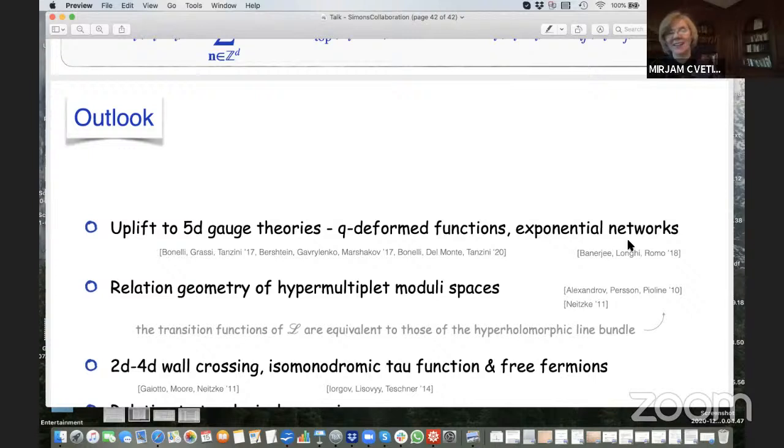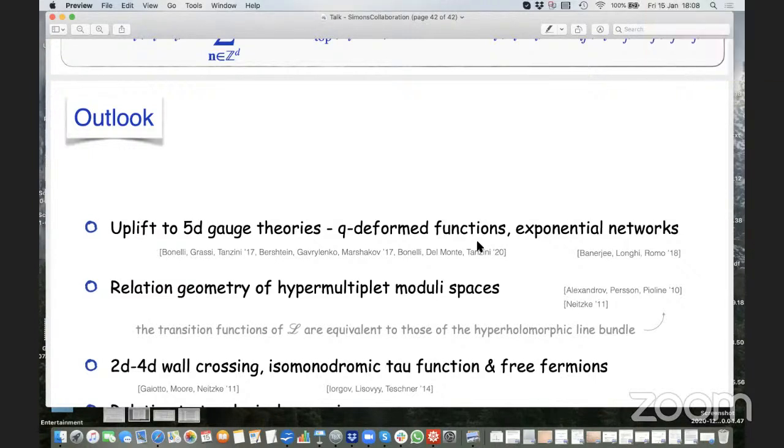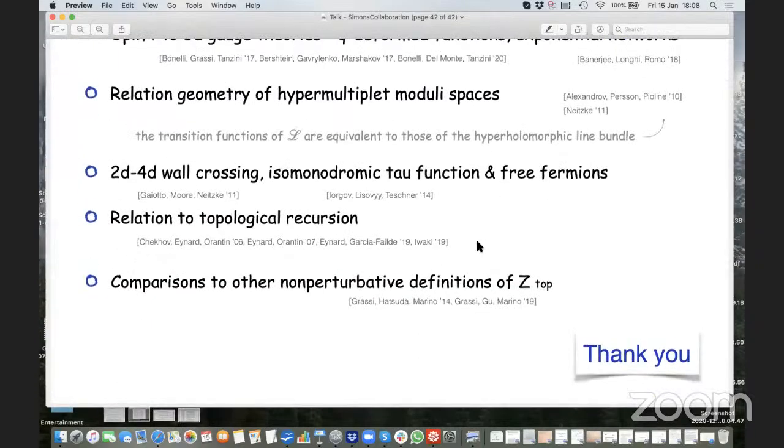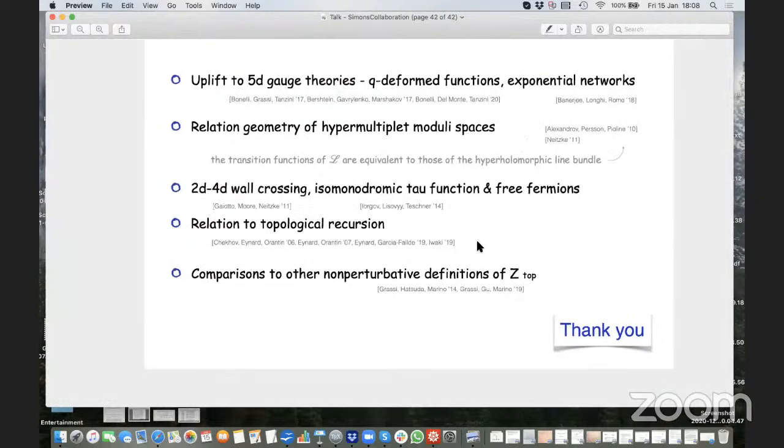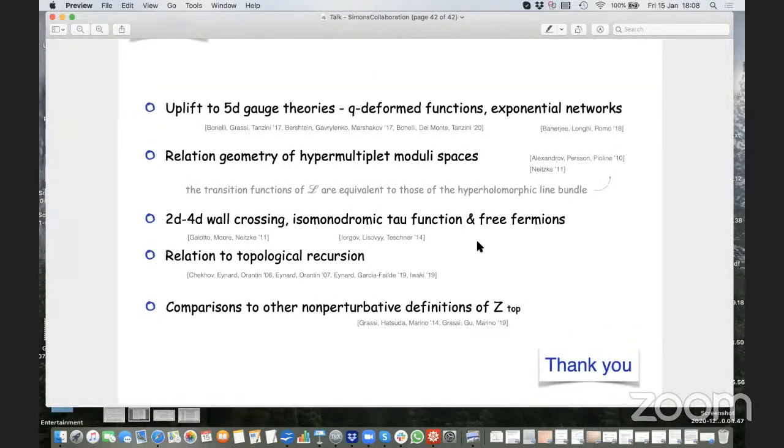Fine, please go ahead. Yeah, it's actually about the thing which is not visible now on your slide. It's the relation to topological recursion. When you look for the perturbative expansion in h bar, I think those people gave some answer for Z top. I'm just wondering if you take in your formula this perturbative expansion in h bar, the formula which relates the tau function on the left hand side and Z top on the right hand side.